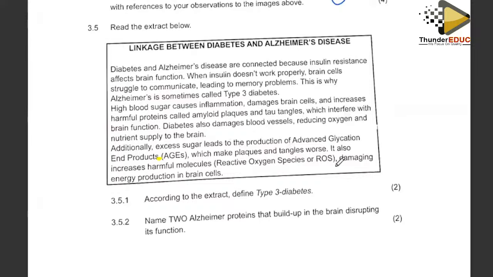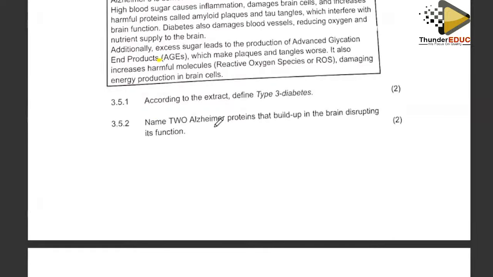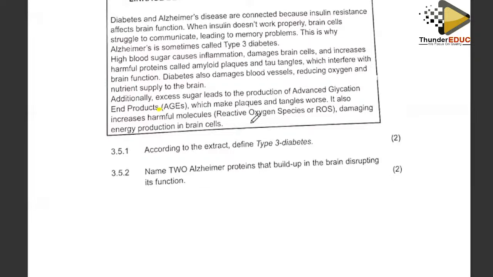When we drink a lot of sugars, which makes the plaques and the tangles worse. It also increases harmful molecules, and then they're saying damaging the energy production in the brain. We must go away from what? From all of these sugary products.